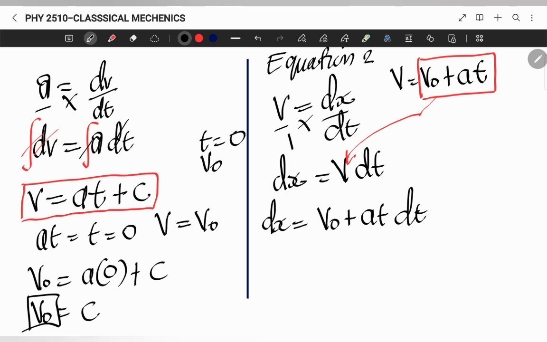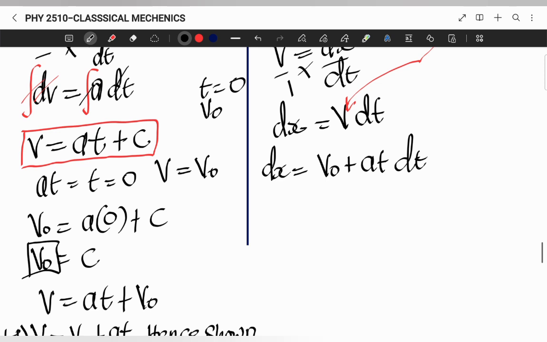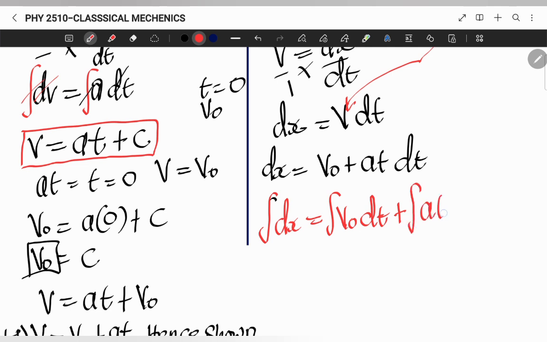Once you do that, you integrate this expression. So we are going to introduce the integral sign on each side. The integral of dx is going to be the integral of v naught dt plus the integral of at dt.